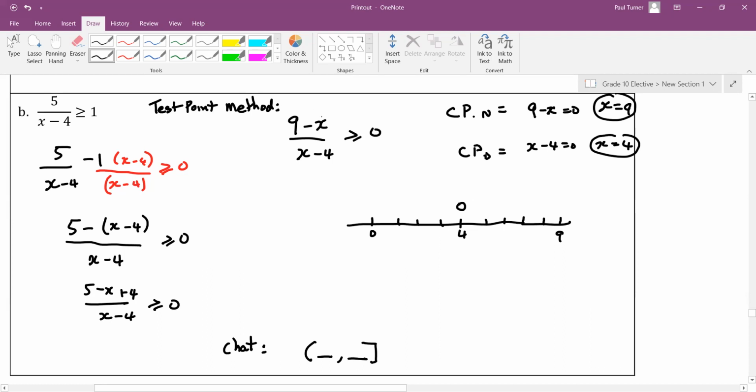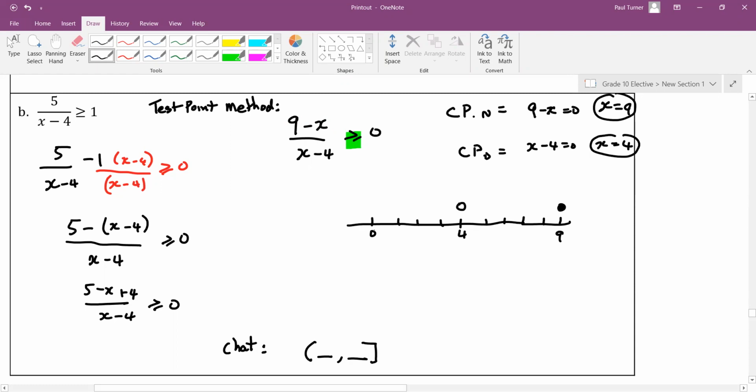But 9 can be included because 9 minus 9 is 0, and this says equals here. You see that equals, which means that 9 can be part of your answer because we have an equals 0 in the inequality here. If that was greater than 0, then 9 would not be included either. So let's include 9 because that can be part of your answer.